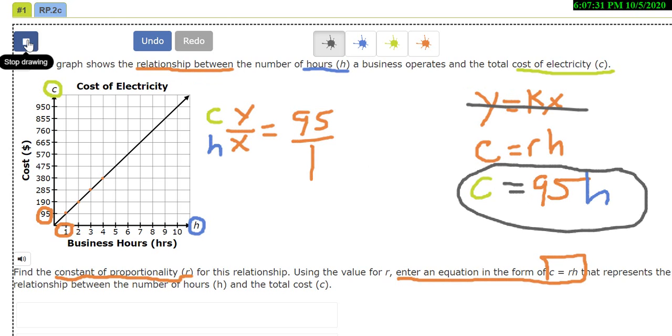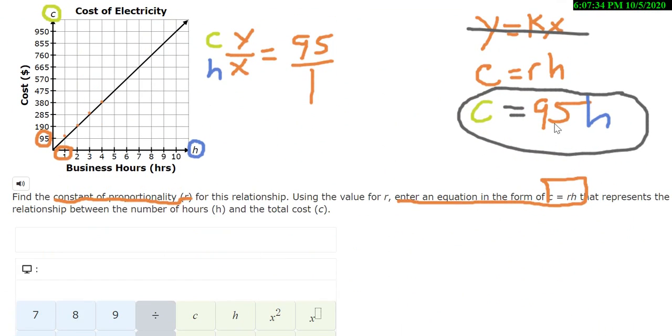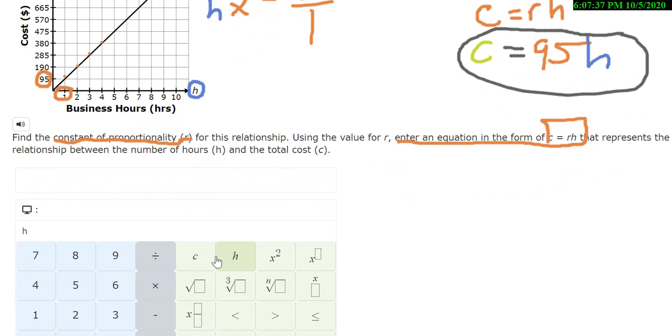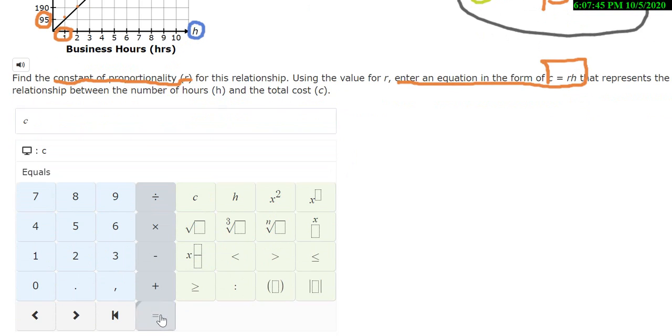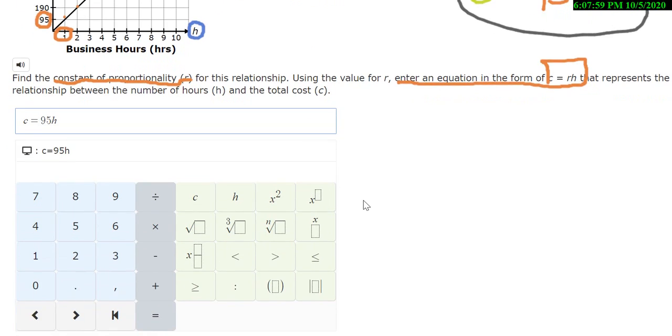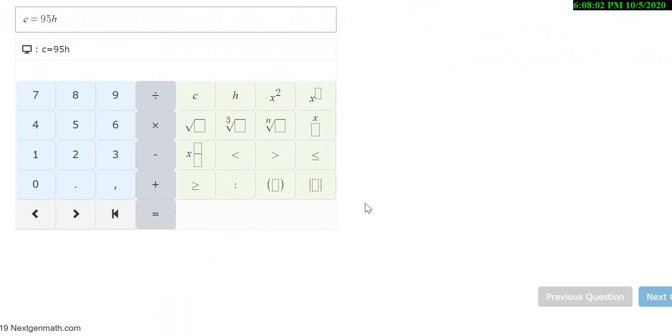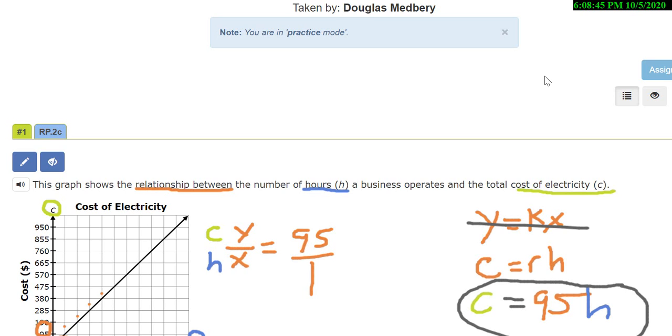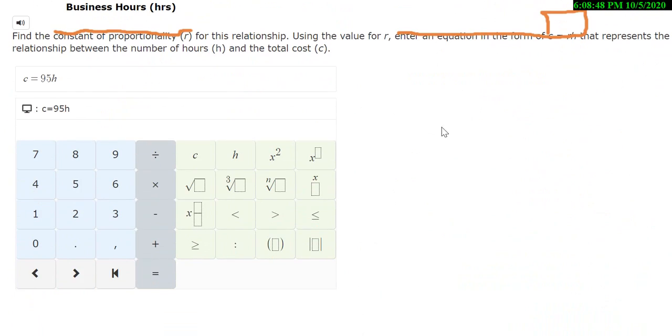So if I look down below, notice they don't even have a Y and an X. They have a C and an H. So I'm going to say C equals 95 and then H. That's why it's good to use these variables instead of writing on your own. Now let me go ahead and enter that in. Let's see if that's correct. Okay, it is correct. I'm just not going to prove it to you, but it is correct.